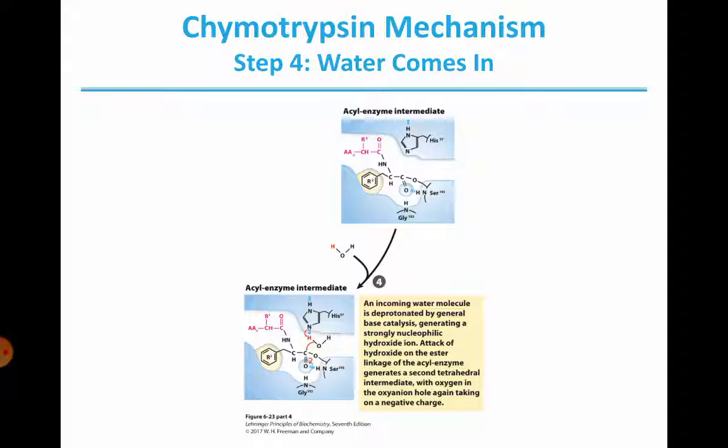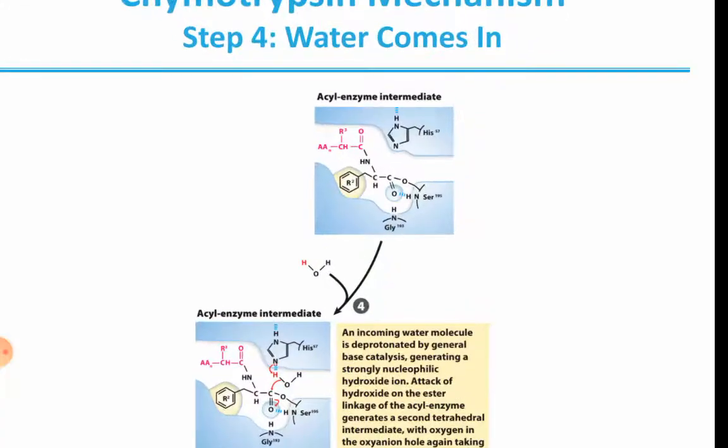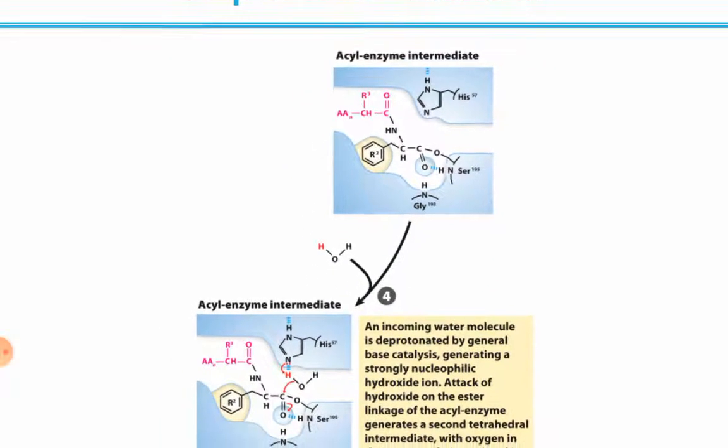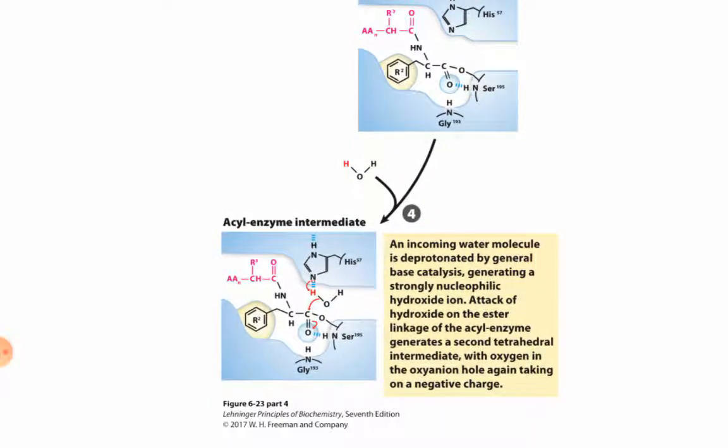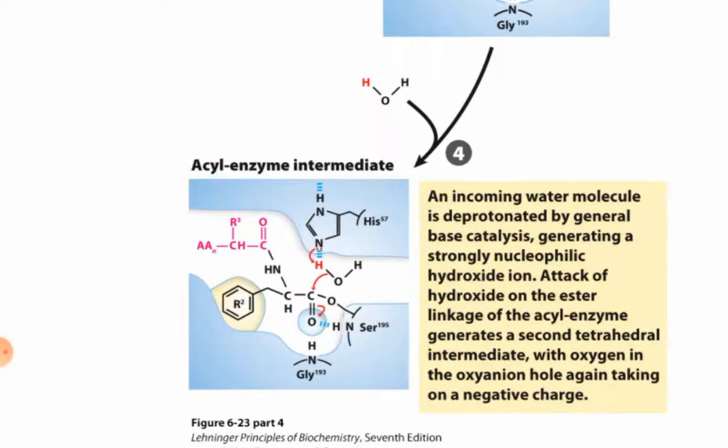Step 4: water comes in. The incoming water molecule is deprotonated by general base catalysis, generating a strong nucleophilic hydroxide ion. Attack of hydroxide on the ester linkage of the acyl enzyme generates a second tetrahedral intermediate with oxygen in the oxyanion hole, again taking on a negative charge.